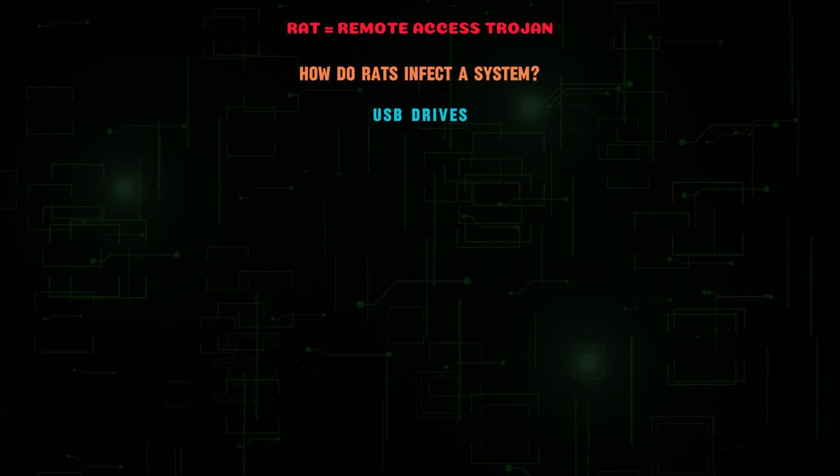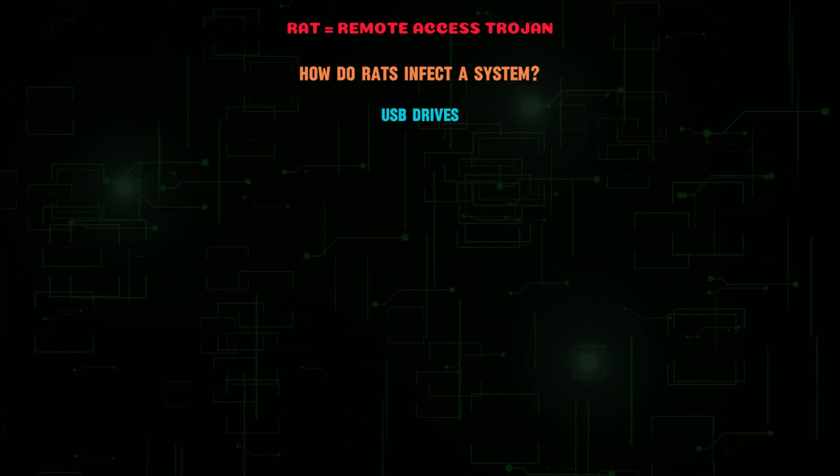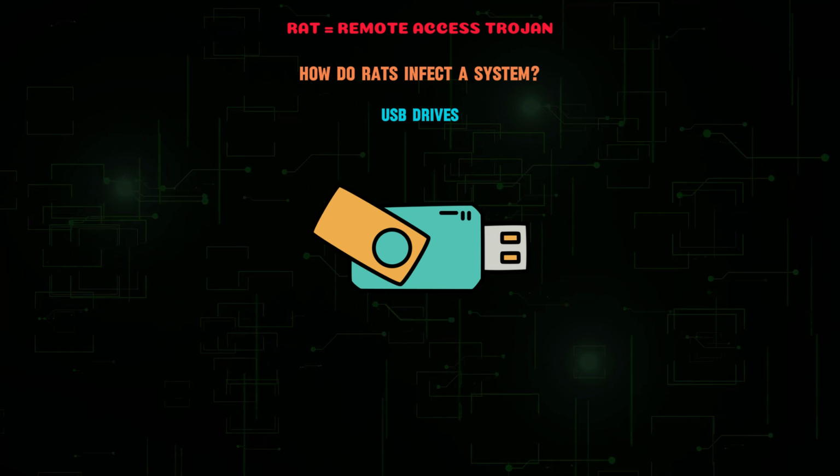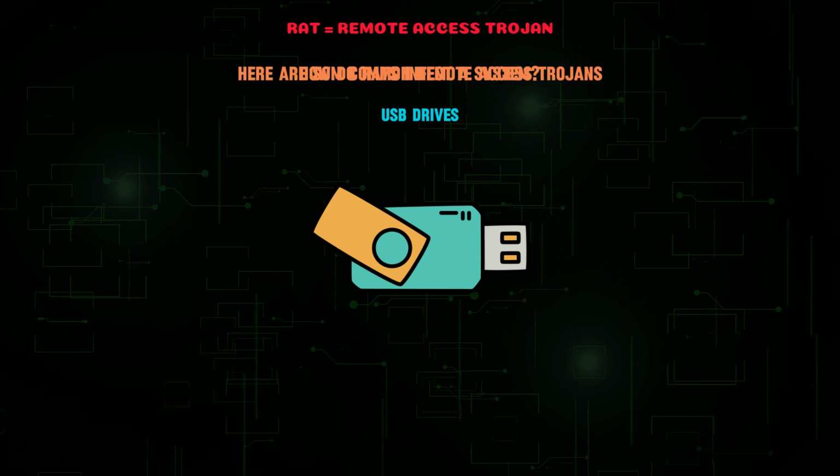USB drives. Attackers can also infect a system by spreading remote access Trojans through infected USB drives. When a user inserts the USB drive into their computer, the remote access Trojan is automatically installed on the system.